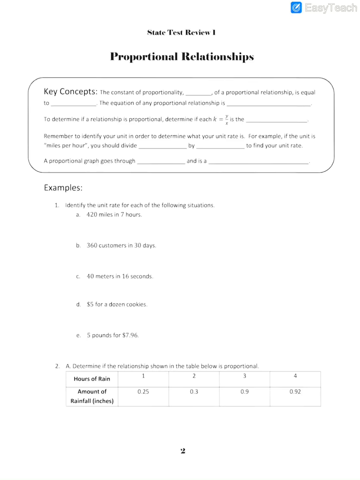So at the top we have key concepts. The constant of proportionality, k, of a proportional relationship is equal to y divided by x. The equation of any proportional relationship is y equals kx. To determine if a relationship is proportional, determine if each k equal to y over x is the same. Remember to identify your unit in order to determine what your unit rate is. For example, if the unit is miles per hour, you should divide miles by hours to find your unit rate.